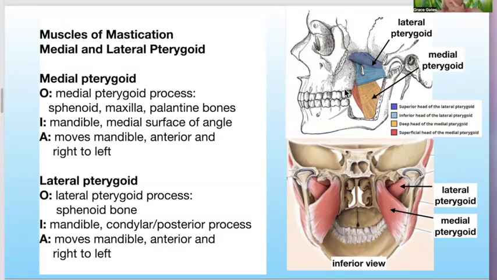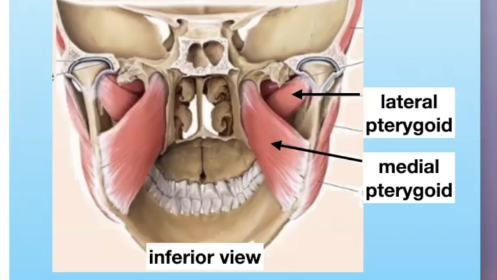The picture on the right in the lower panel shows a view of the inferior skull. It shows the medial pterygoid, almost looking the same as the masseter, but on the other side of the mandible, the medial side rather than the lateral side. And then the lateral pterygoids, which are almost perpendicular to the medial pterygoids.